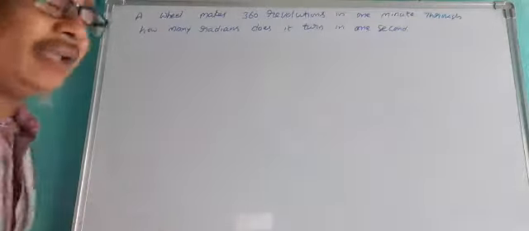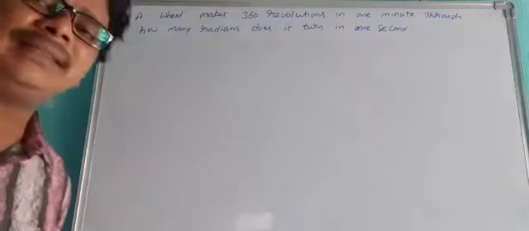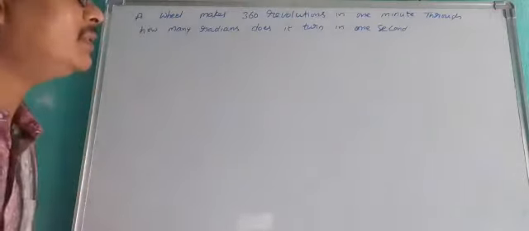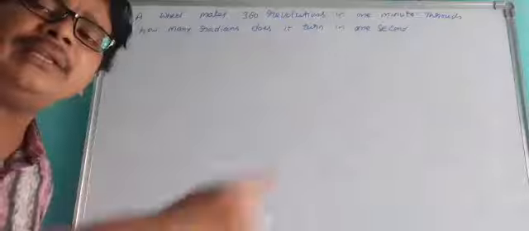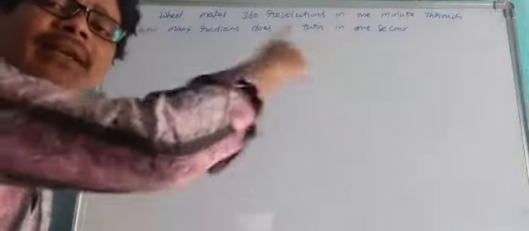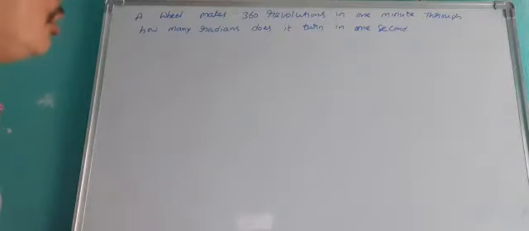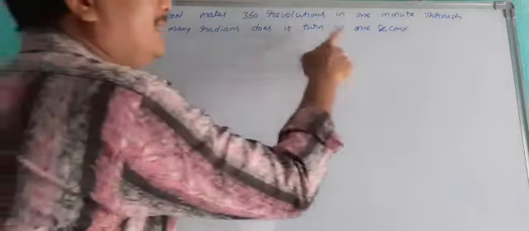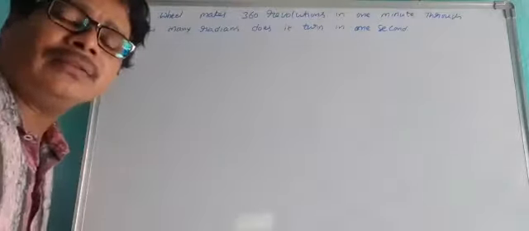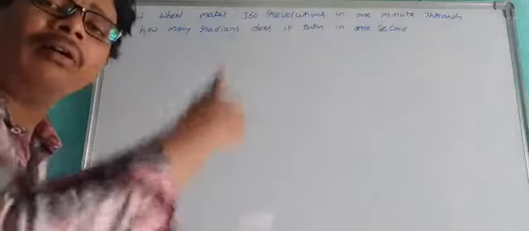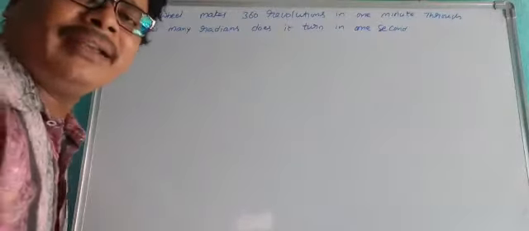Next one: a wheel makes 360 revolutions in 1 minute. That means in 1 minute that wheel rotates 360 times. Through how many radians does it turn in 1 second? So in 1 second, how many rotations did that wheel make? You have to find it first.